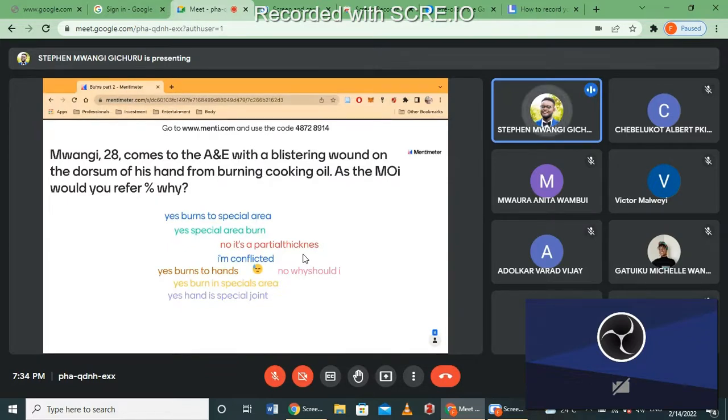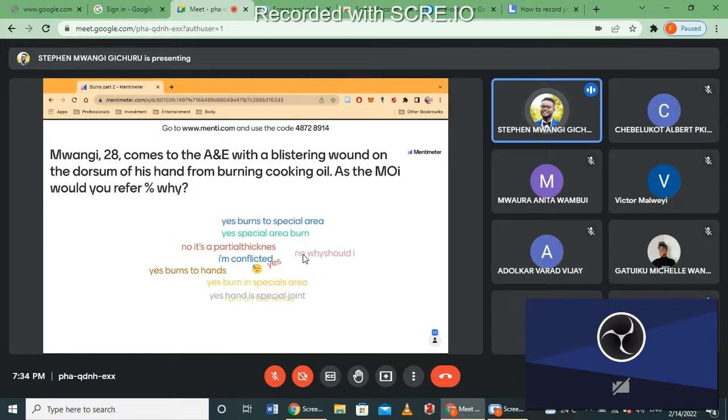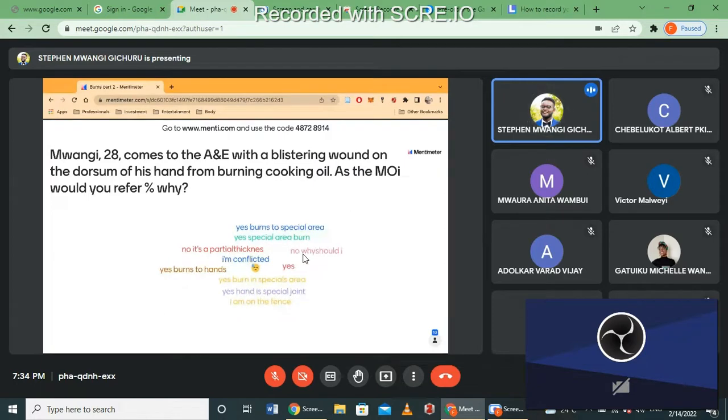So I think it would be good to refer this patient, and I think you guys have said the main points. It's around the wrist, so there's a chance of getting contractures. Sorry, you won't get contractures per se, you will tend to have hypertrophic scars, but because it's around the hand, it would not hurt to refer this patient, and it's a special area. Okay.